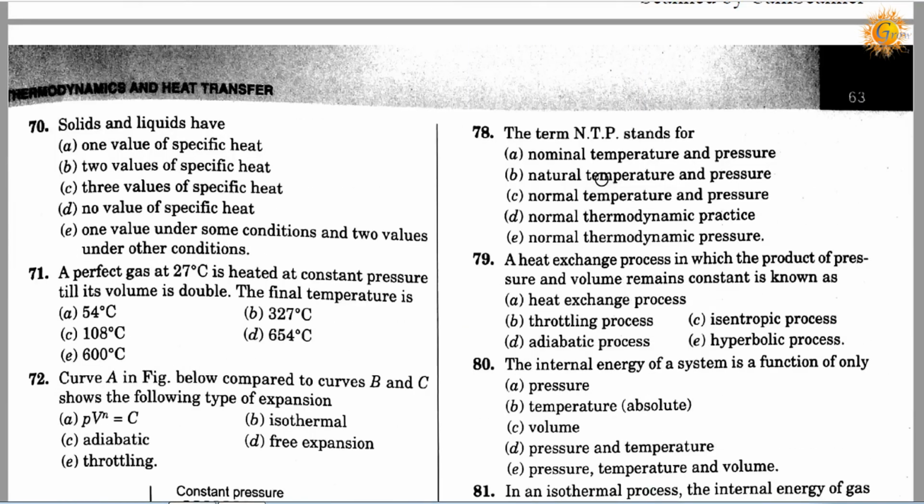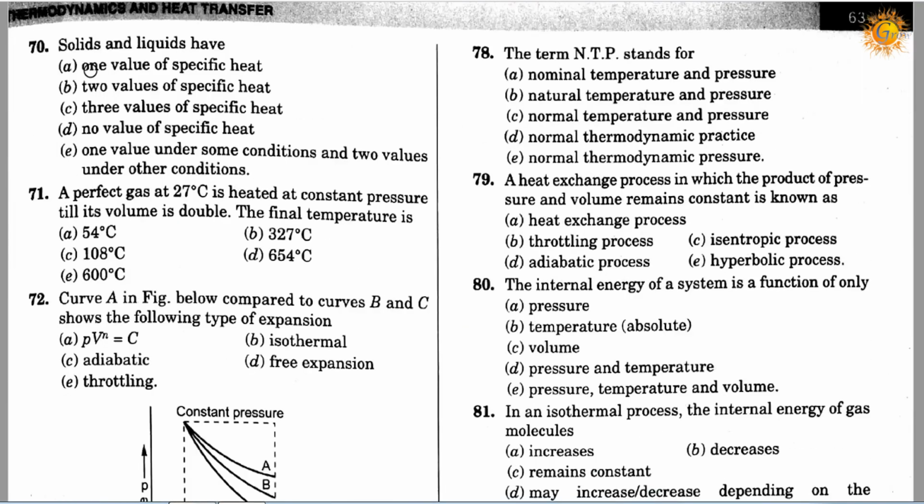Question number 70. Solids and liquids have option A one value of specific heat, option B two values of specific heat, option C three values of specific heat, option D no value of specific heat, option E one value under some condition and two values under other conditions. Correct answer is A. Solids and liquids have one value of specific heat.